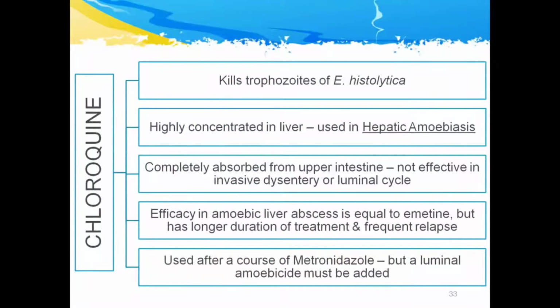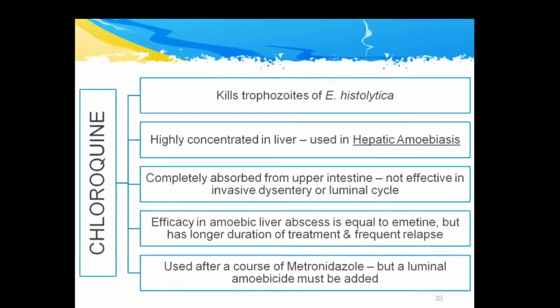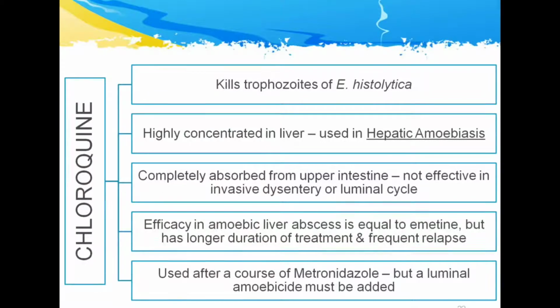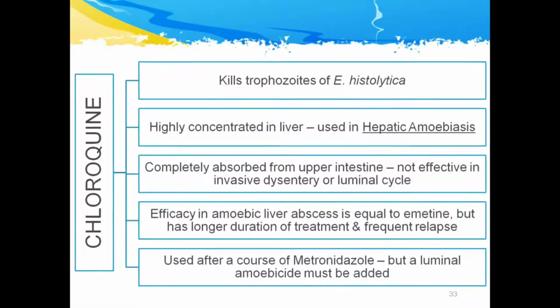So chloroquine, another drug. Chloroquine kills trophozoites of Entamoeba histolytica, is highly concentrated in the liver, and is used in hepatic amoebiasis. It is completely absorbed from the upper intestine, and is not effective in invasive dysentery or the luminal cycle. Effective in amoebic liver abscess, equal to emetine, but has a longer duration of treatment and frequent relapse. Used for a course along with metronidazole, but a luminal amoebicide must be added.